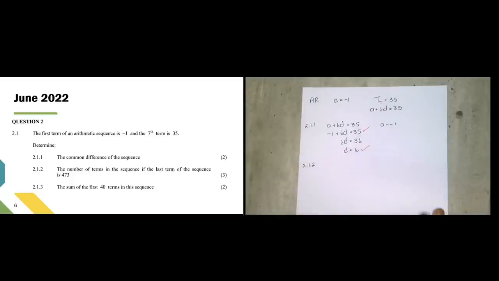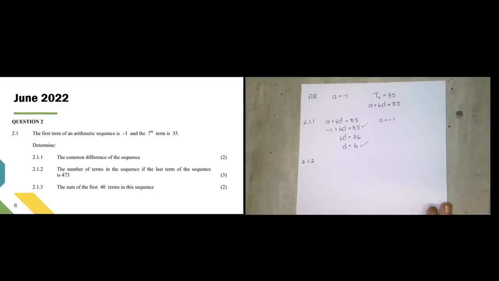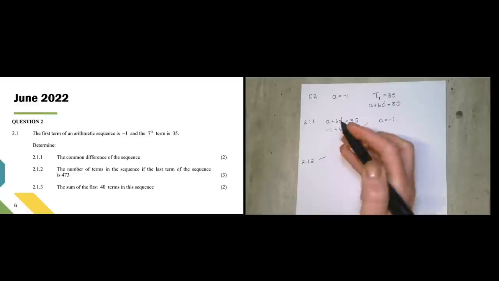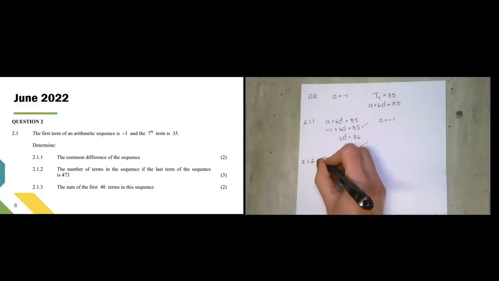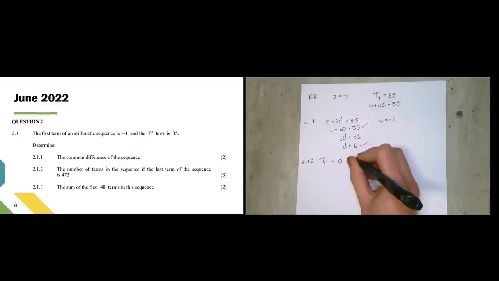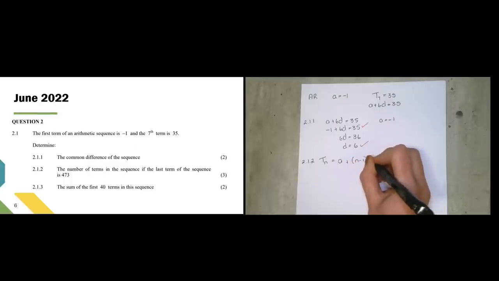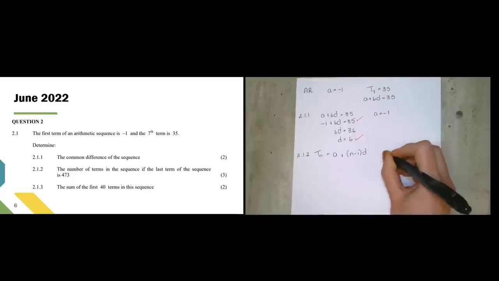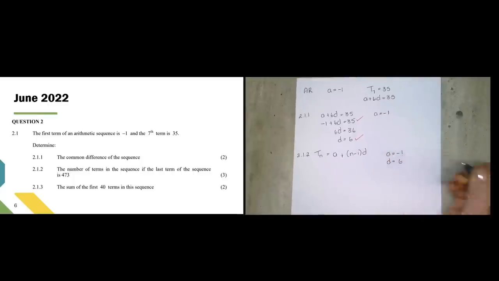2.1.2. The number of terms in the sequence, if the last term of the sequence is 473. I'm going to have to use the term formula. This is an arithmetic sequence, so once again, Tn equals a plus (n minus 1) times d. Let me write down on the side what I know. I know a is negative 1. I just worked out d was 6.